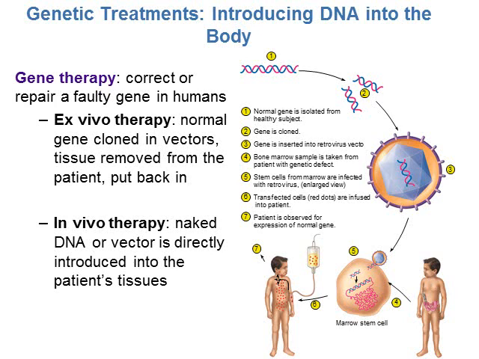So ex vivo therapy, your patient tissue is infected outside of the body. In vivo therapy is where you just take your naked DNA or vector and you directly put it into the patient. And this is shown in the image here. So we take our DNA up at the top, we replicate it, we put it into a virus, and then we infect that individual with that virus that contains our gene we're interested in repairing or correcting. So ex vivo means outside of the body, in vivo means inside of the body.